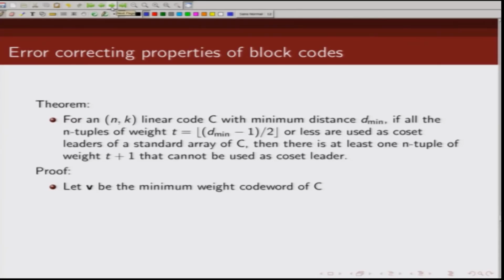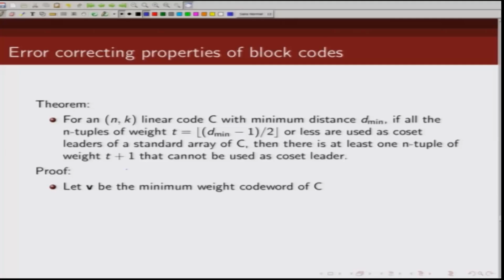Next, I am going to show you a result which is as follows. If you have an (n, k) linear block code whose minimum distance is d min, and if all n-tuples of weight t or less are already used as coset leaders, then there is at least one n-tuple of weight t plus 1 which cannot be used as a coset leader. So, this essentially is going to show us again the same result, that an error pattern of weight t plus 1 is not guaranteed to be corrected. So, how do we prove it?